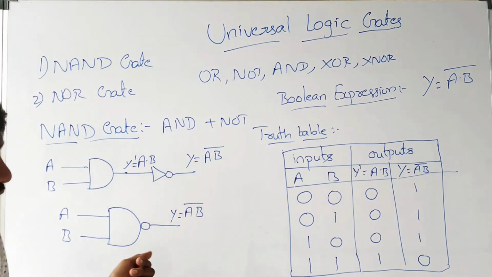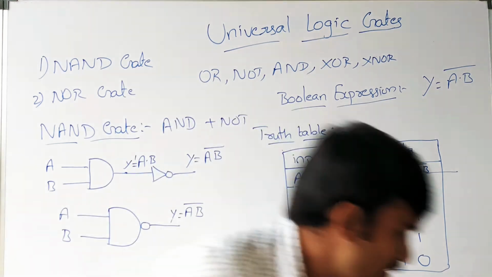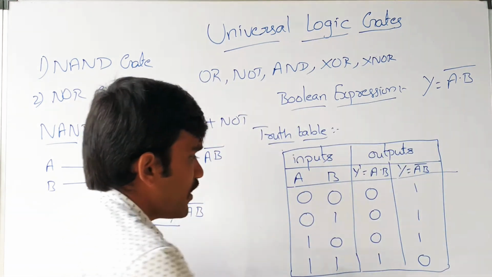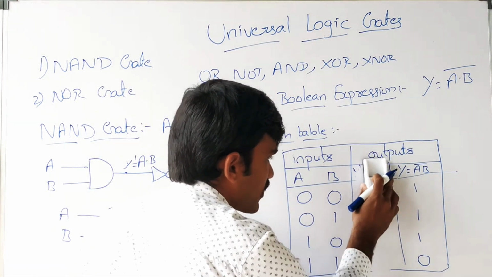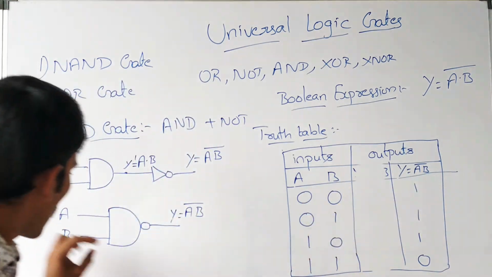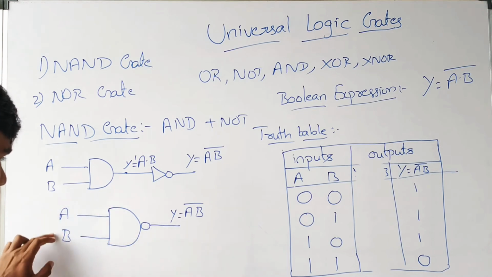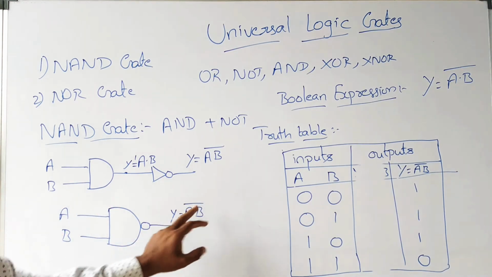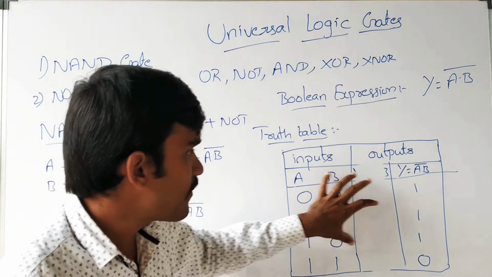How do we define the NAND gate? For the definition, simply look here. A simple definition we can give. These are the inputs and this is the output. A and B are the inputs. A B whole bar is the output for the NAND gate.